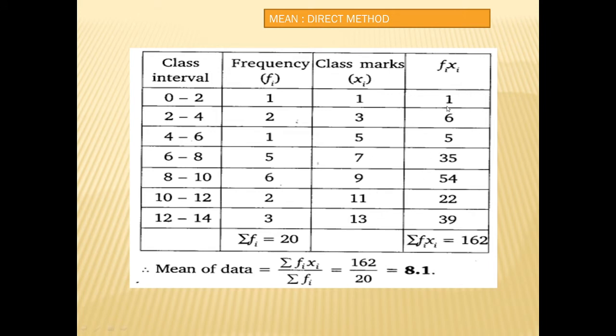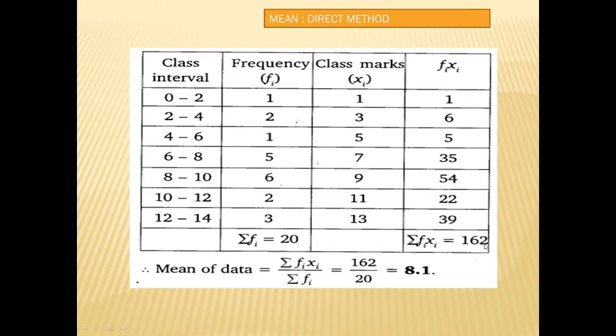After that, this is sigma fi xi. How to find sigma fi xi, I am explaining over here. This is fi and this is xi. First multiply these two, the result is 1. Again multiply these two, the result is 6. Like that, go on multiplying. After that, if you add all of this, whatever sum you get, that is sigma fi xi.